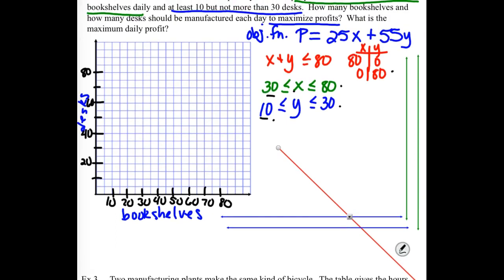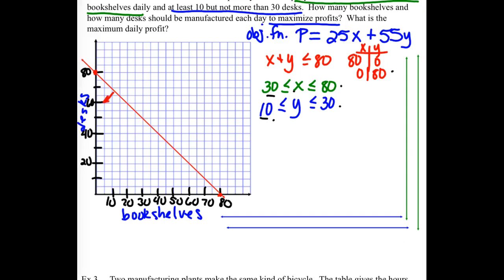All right. So we'll start with the red one. We have 80 for both of them for our intercepts. So we'll go ahead and get that line drawn in. Are we shading above or below that? Below it, the origin works? Okay. So we're shading underneath that line.